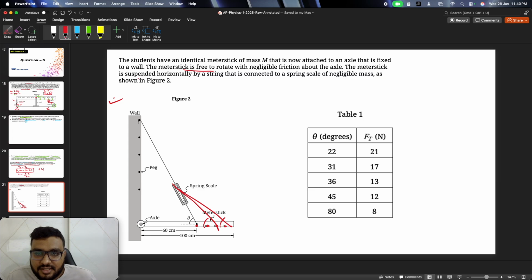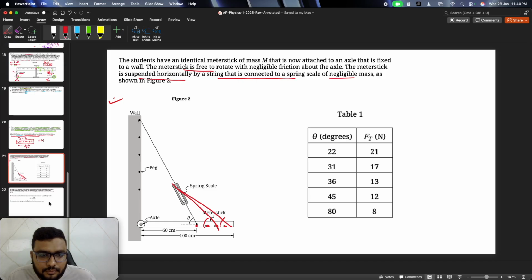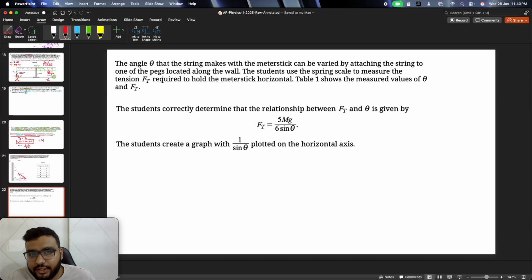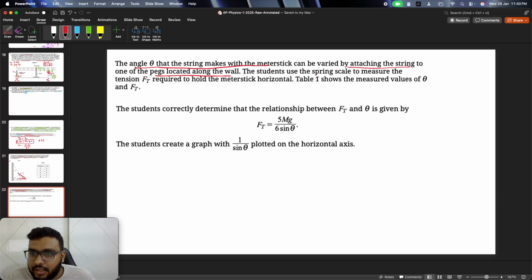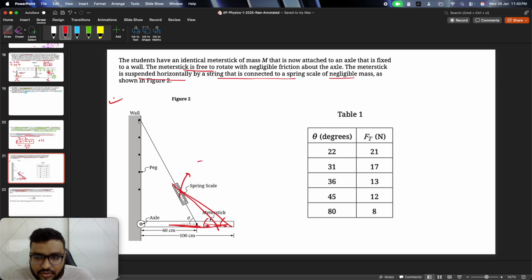The meter stick is suspended horizontally by a string that is connected to a spring scale of negligible mass. Okay, here what do we need to find out? The angle theta that the string makes with the meter stick can be varied by attaching the string to one of the pegs located along the wall. So we can simply move it from here to here, and based on that, we can also figure out the force reading over here. So this will tell you the force reading, and the angle we can already measure.